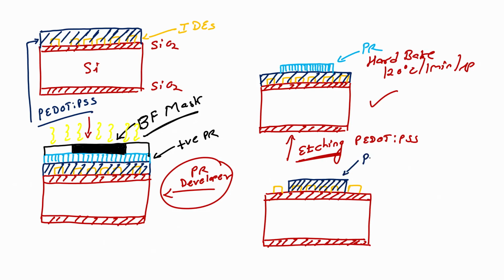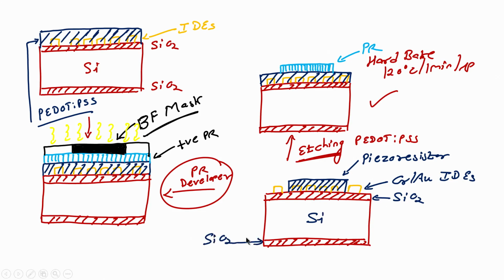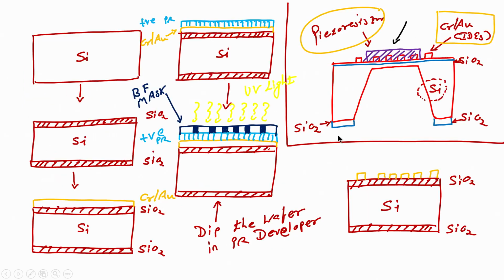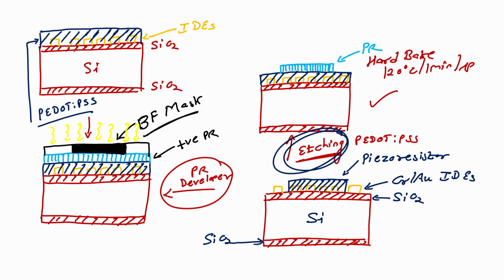This is my piezoresistor patterned, this is chrome gold, interdigitated electrodes, silicon dioxide, silicon, silicon dioxide, right. So, again we have used etching. So, where are we now? We have done IDE and we have patterned the piezoresistor material. Next step is we have to do this bulk etching of silicon, bulk etching.